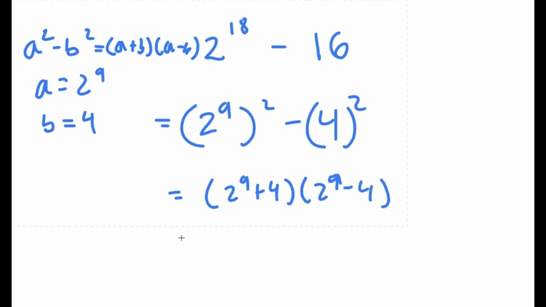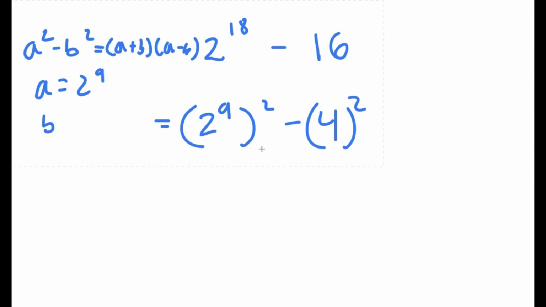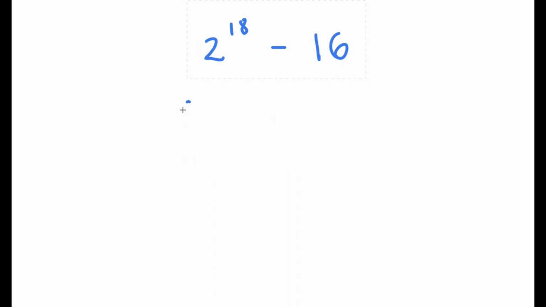Now, 2 to the power of 9 is equal to 512, so now I have 512 plus 4 times 512 minus 4. 512 plus 4 is 516, times 512 minus 4 is 508. So I have 516 times 508. So now to solve this, 516 I'm going to rewrite as 500 plus 16, and 508 I'm going to rewrite as 500 plus 8.